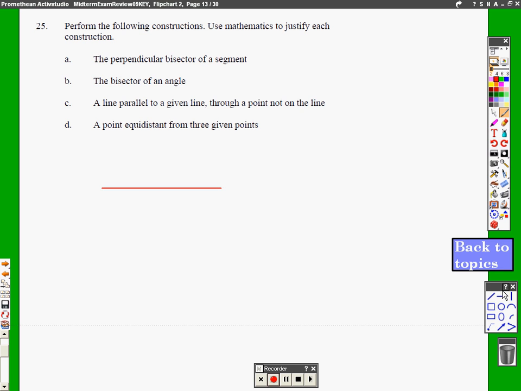So I'm going to take a segment, let's call it AB, with endpoints A and B, and I'm going to take my compass. Put it on one of the endpoints, it does not matter which one. Open it up an amount, it does not matter how much, it just needs to be more than halfway. And I'm predicting that this is about halfway.